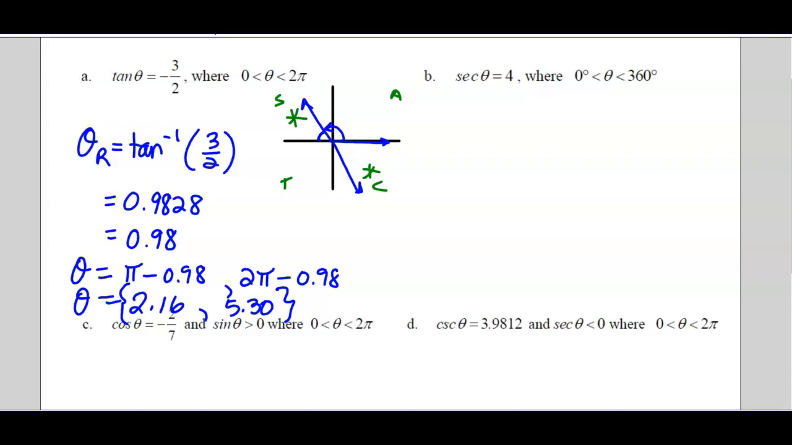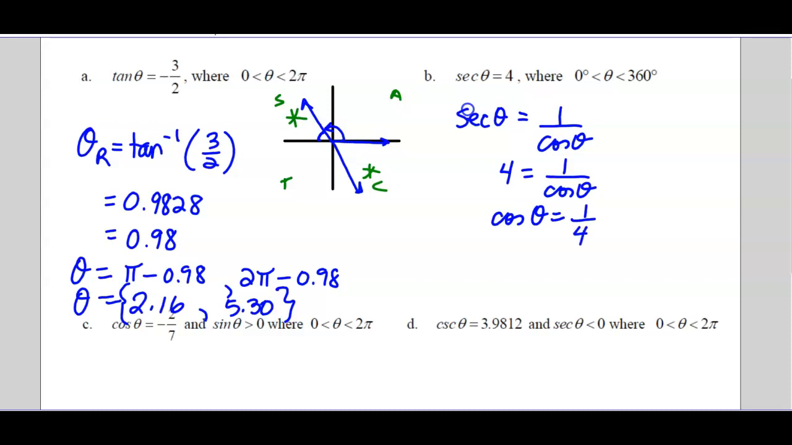Okay, secant. What I recommend, because there's no secant button in your calculator, is to remember that secant is equal to 1 over cosine. That means 4 equals 1 over cos, so cos equals 1 over 4. You don't have to show all those words, but you can just go right to that. Take the reciprocal. Okay, then you can use your calculator.